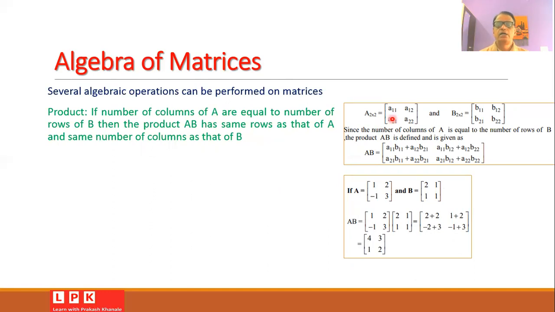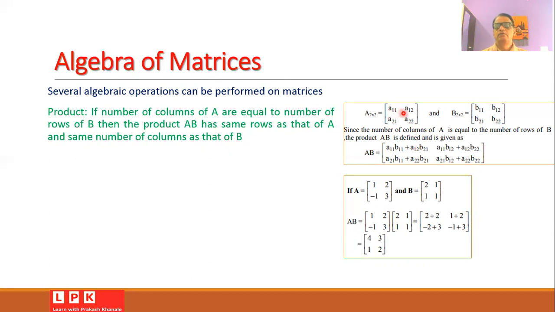Say for example, we have been given a matrix A consisting of 2 rows and 2 columns, of which the elements are A11, A12, A21, A22. And there is another matrix B of which the elements are B11, B12, B21, and B22. Now one can easily observe that the number of columns of A is equal to the number of rows of B, and therefore it is possible to take the product of the two matrices, and therefore A into B will be obtained as A11 into B11 plus A12 into B21.